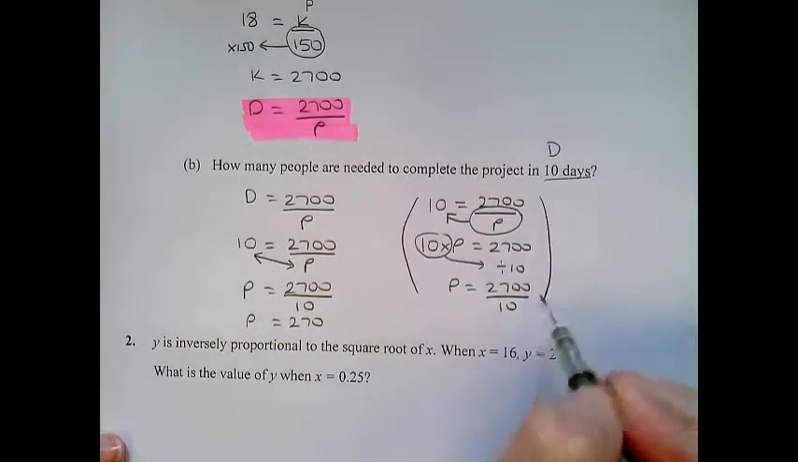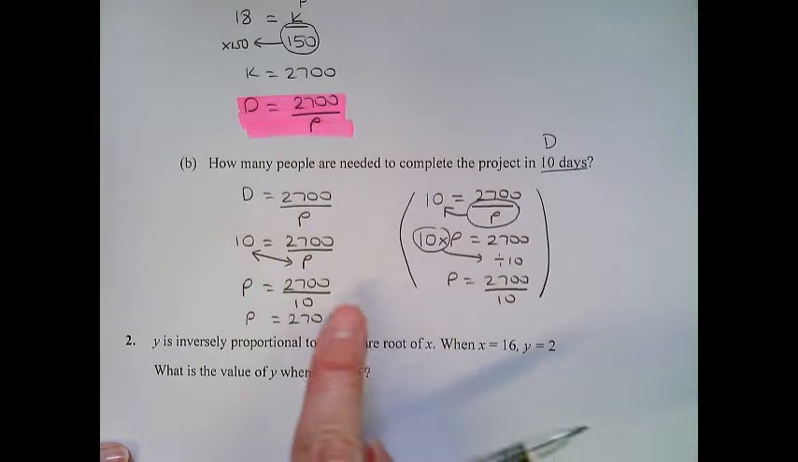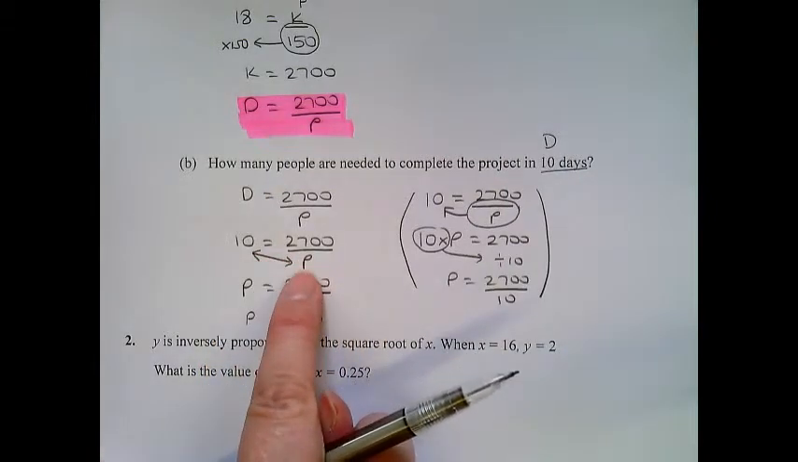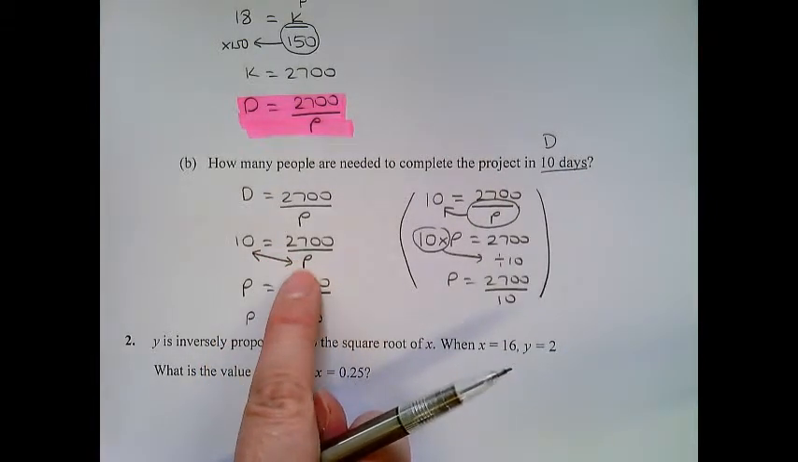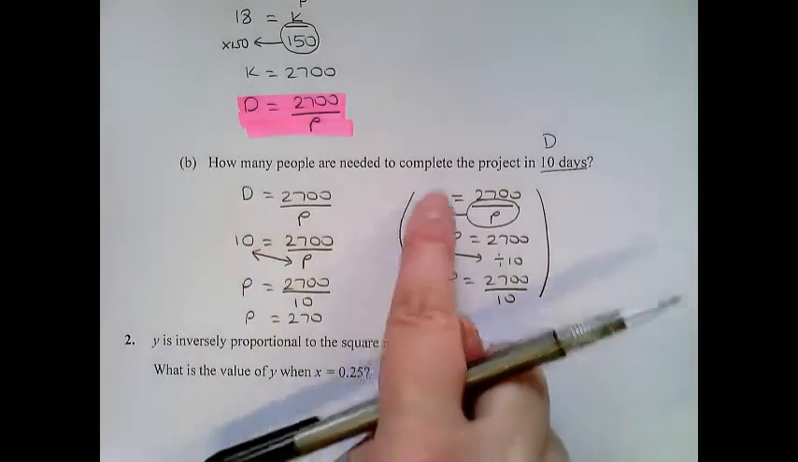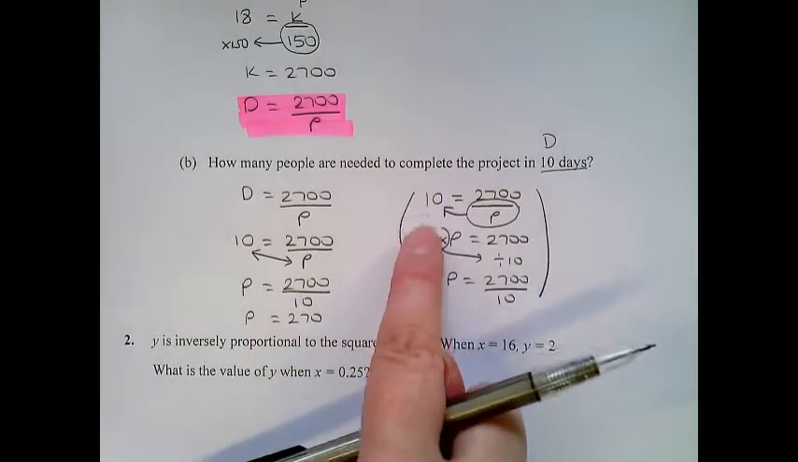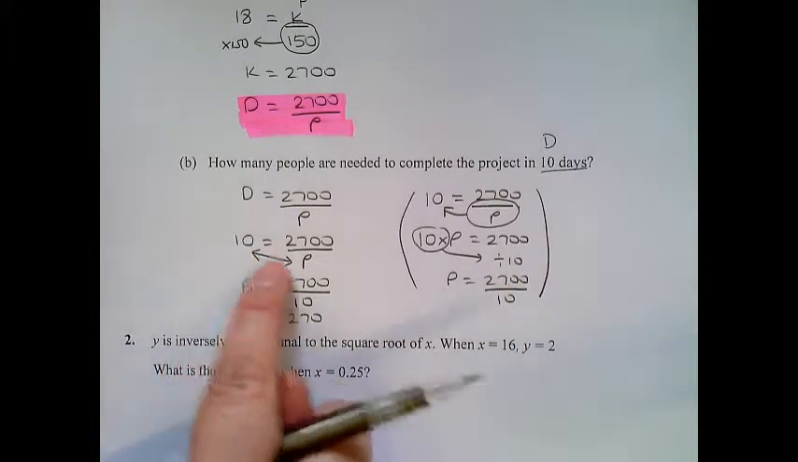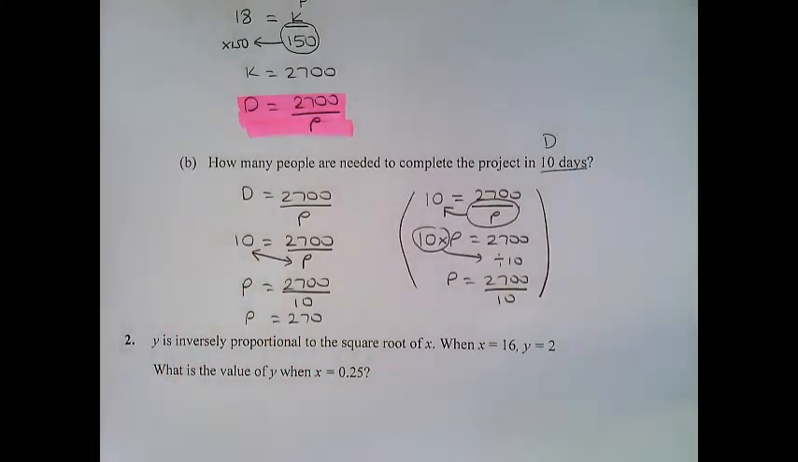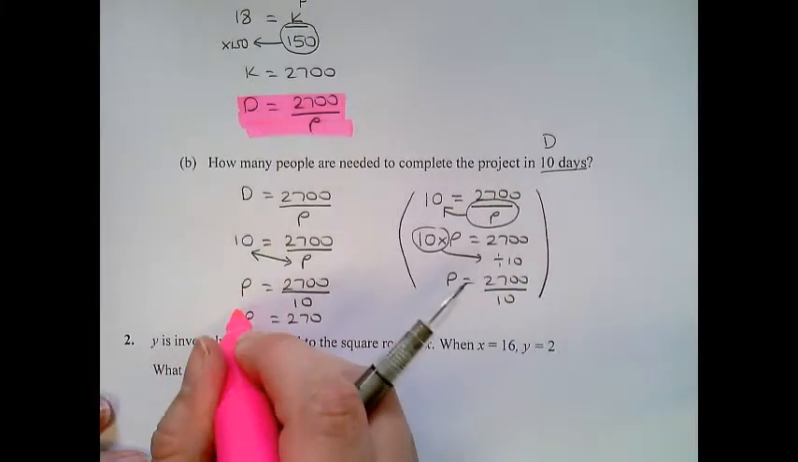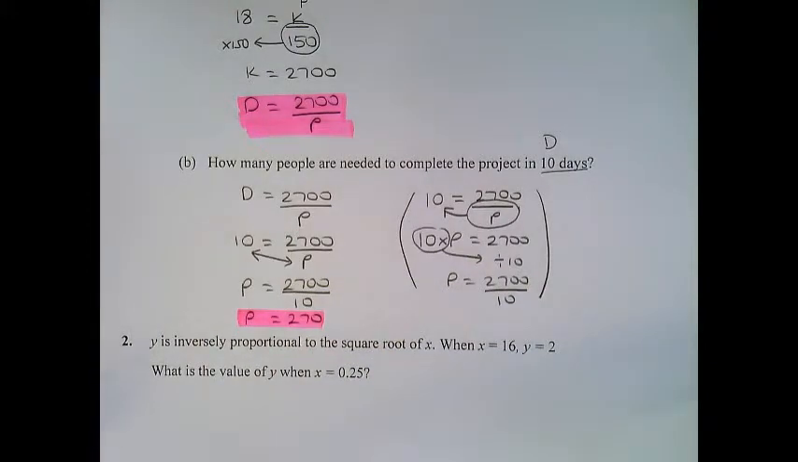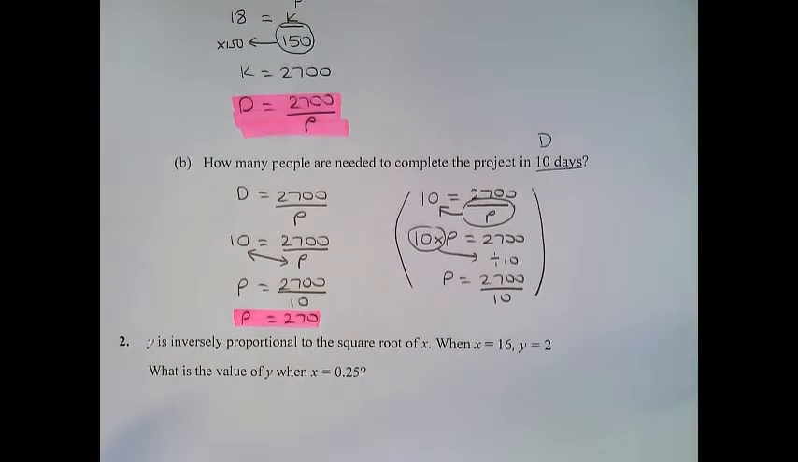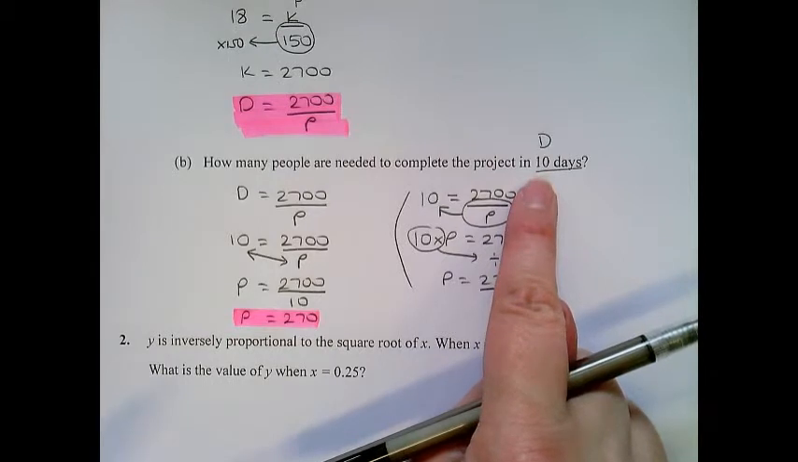So instead of having to write all of that out, if you get to a stage like this where the letter you're looking to find is on the bottom of the fraction, just swap it with the other one, and it'll save you bringing that up and over in times, and bringing that over in divide. Just swap them round and it'll get you to your answer a wee bit quicker. So that's the answer for that one. You would need 270 people working on the project if you wanted to get it done in 10 days.